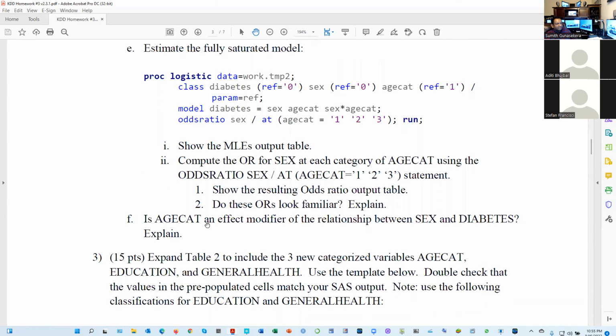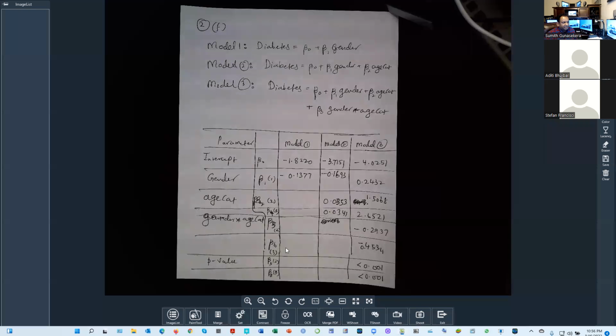Now we're going to come over and ask whether it is an effect modifier of the relationship between diabetes and sex. Okay. So this one already we found, age cat. Okay, these look familiar. Okay, but for something else here, look at this one.